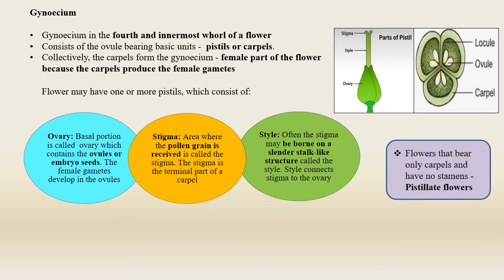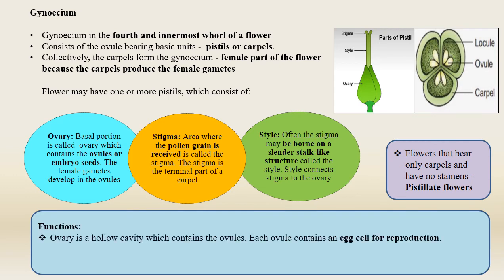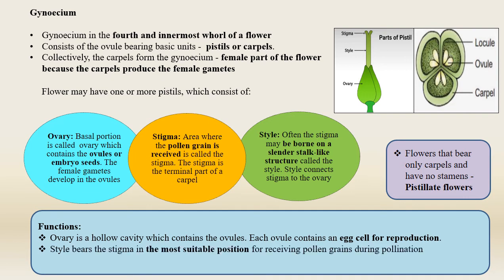Flowers that bear only carpels and have no stamens are called pistillate flowers. Functions. The ovary is a hollow cavity which contains the ovules. Each ovule contains an egg cell for reproduction. The style bears the stigma in the most suitable position for receiving pollen grains during pollination. The stigma is structurally adapted to receive or trap pollen grains.